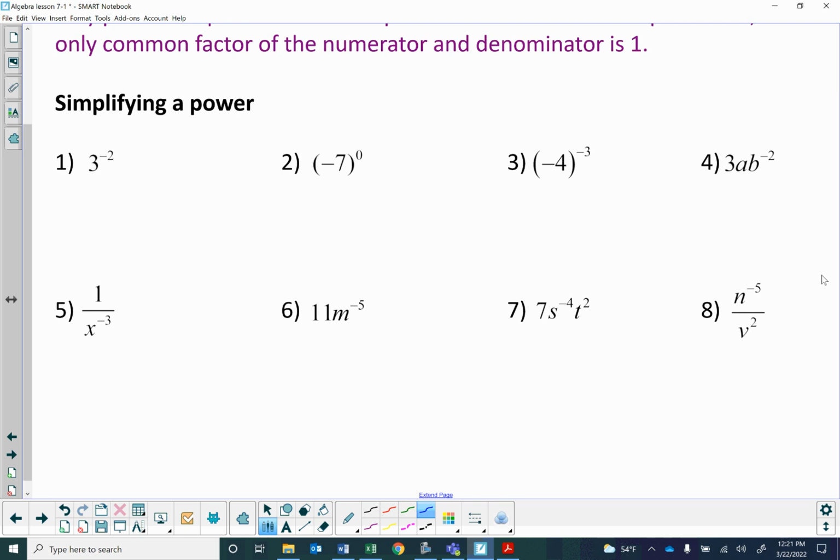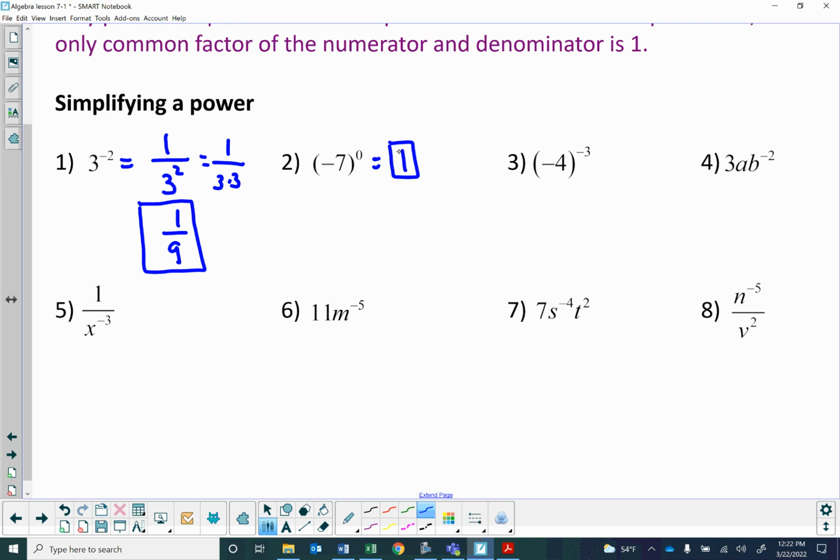Okay, 3 to the negative second. Well, our second property of exponents said that anything to the negative exponent is the same as taking 1 over that number to a positive exponent. So we now have 1 over 3 squared. 3 squared can be simplified. That's 1 over 3 times 3, which means this is 1/9. If you can multiply it out without getting a ginormous number, you should multiply it out. Number 2 here says negative 7 to the 0 power. According to the first property of exponents, anything to the 0 power that is not a 0 base is 1, so this would be 1.